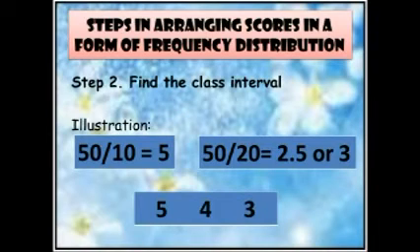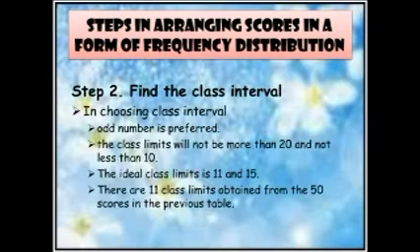In choosing the final class interval, an odd number is preferred. So, we must scratch the number 4 because it is an even number. We do have 2 odd numbers as class interval, but 5 is more preferable because the number of classes will not be more than 20 and not less than 10. We must remember that the ideal number of classes is 11 to 15, and if we use 5 as class interval, we can obtain 11 classes.